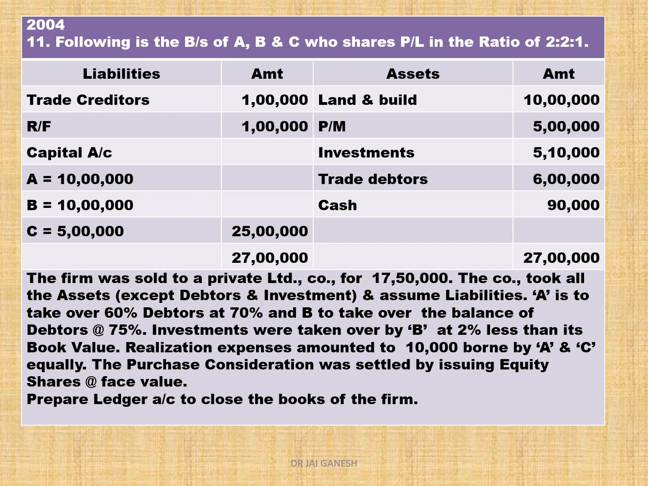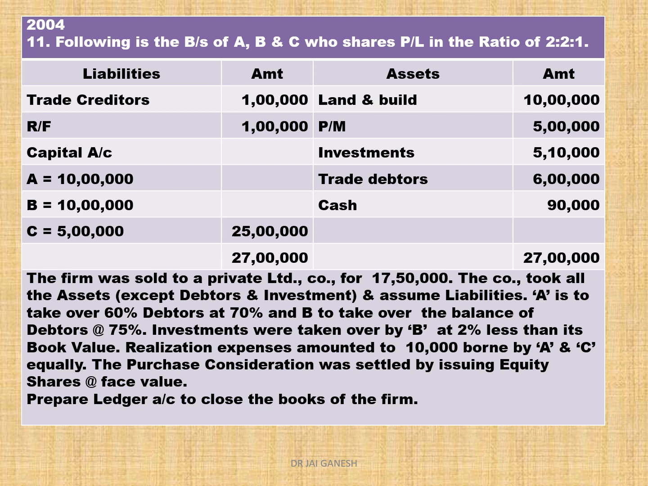So A takes over 60% of debtor, 3,60,000, not at its full value, but at 30% less. He takes at 70%. So you get 2,52,000. And B takes over the balance debtor. 60% A takes, 40% B takes. Balance 40%. So 6 lakh into 40%, you get 2,40,000.